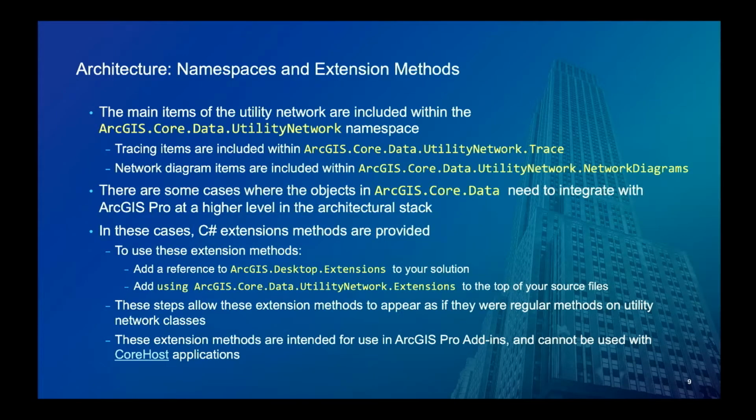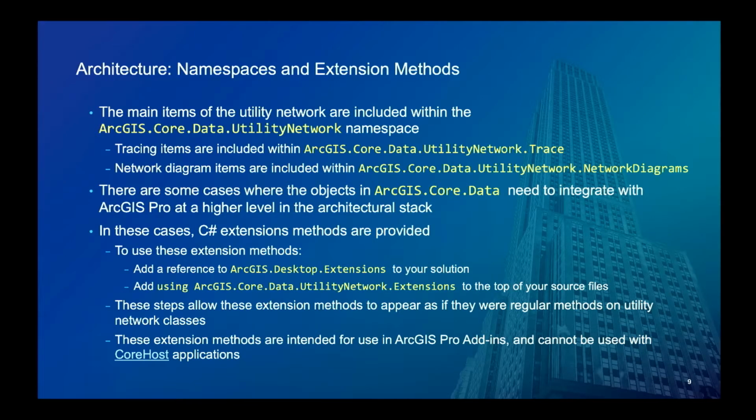So almost everything that we talk about today is in the ArcGIS.Core.Data.UtilityNetwork namespace. There are a couple of other namespaces underneath that for specific functions such as tracing and network diagrams. Now, one thing that's new from last year is we've felt the need to add some C# extension methods.